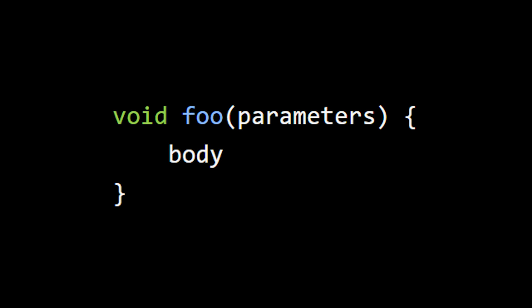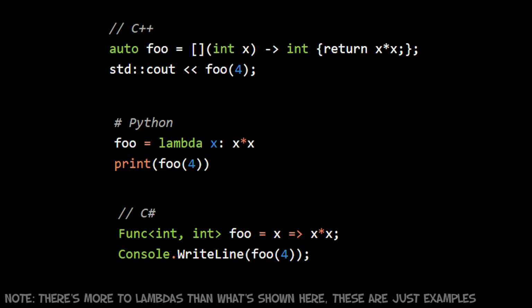Alright, so lambdas usually refer to anonymous functions. They're a special type of function, with the keyword here being anonymous. This essentially means that they're not defined like a normal function, or in other words, they're functions without a name. A normal function looks like this, but a lambda generally looks something like this. It is important to notice that they do differ from language to language.